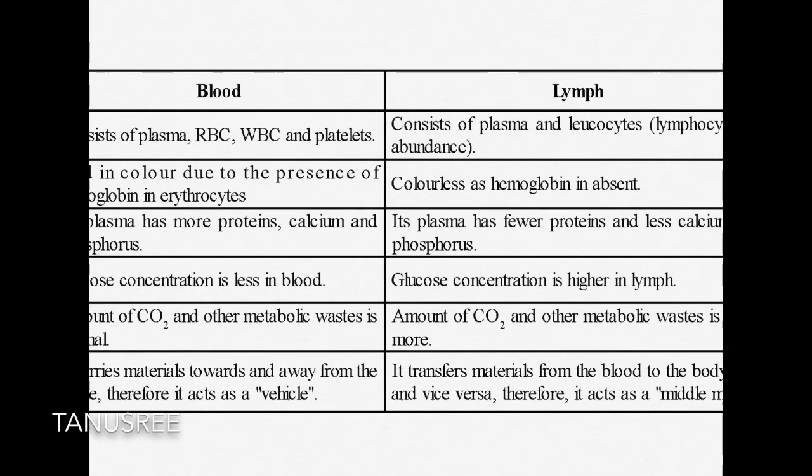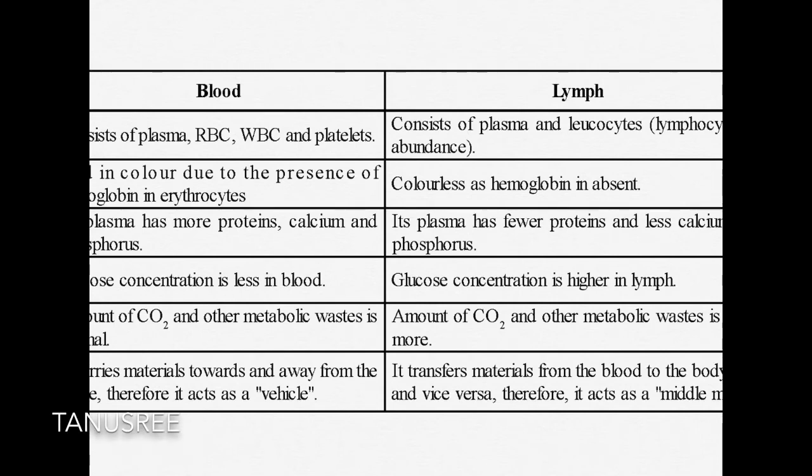The color of the blood is red due to the presence of hemoglobin, and because hemoglobin is absent in lymph, it is colorless. Blood has more quantities of proteins, calcium and phosphorus in it, whereas the lymph is having fewer content of proteins, calcium and phosphorus. On the other hand, the glucose concentration is less in blood but more in lymph. The amount of carbon dioxide and metabolic waste is lesser than that in lymph.